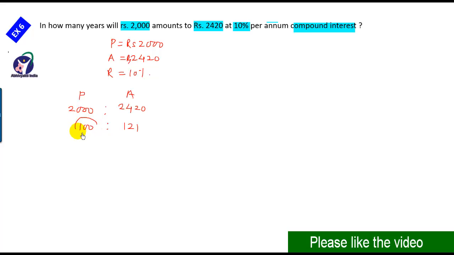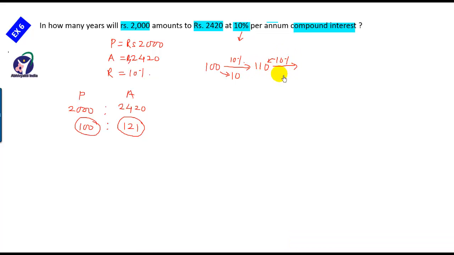So if the principal is rupees 100, then the amount will be 121. So if the principal is 100 and the rate of interest is 10%, for the first year the interest will be 10 rupees, and so the amount after first year will become 110 rupees. Then again in the next year 10% will be charged, and so for 110 rupees 10% will be 11 rupees, and so the total amount 110 plus 11 will be equal to 121. So 100 rupees becomes 121 in first year and second year, so the time will be equal to 2 years.